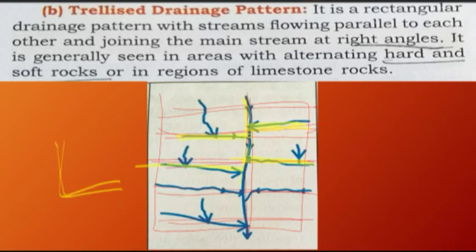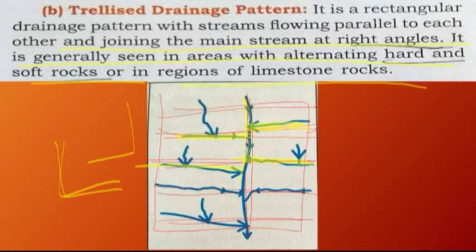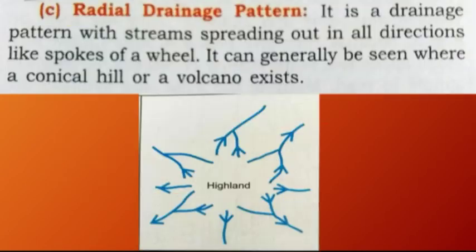So like this, anywhere right angle, and they are parallel to each other and join the main stream at right angle. It is generally seen in areas with alternating hard and soft rocks or in the region of limestone rocks. This is given to identify, means when we see it on a topographical map, we must identify that this area is alternating hard and soft rock. This area is having limestone rock, so there is trellised drainage pattern. It is possible that trellised drainage pattern is there.